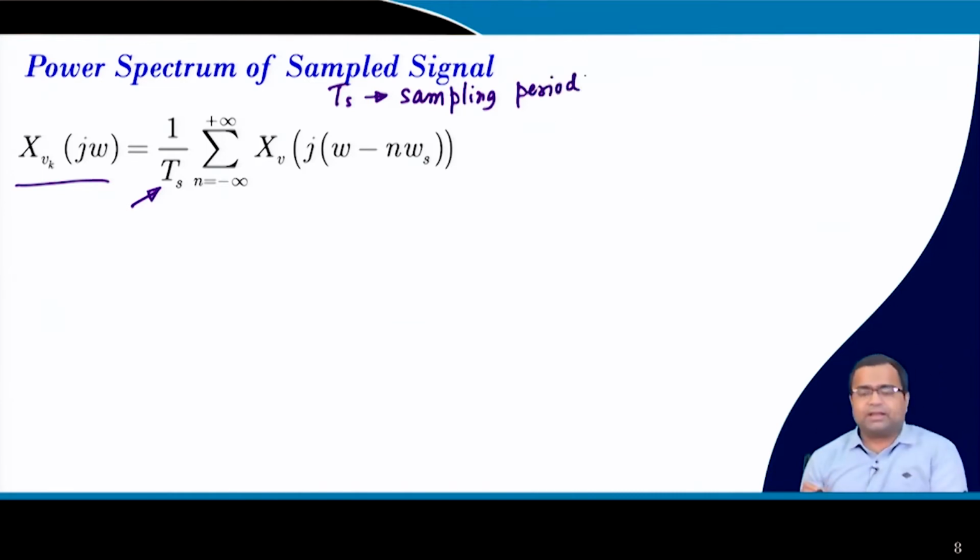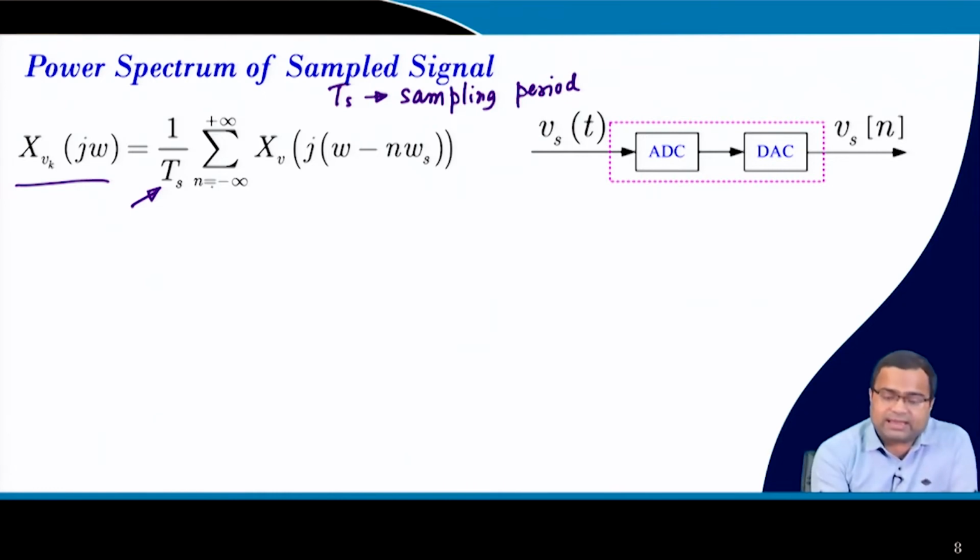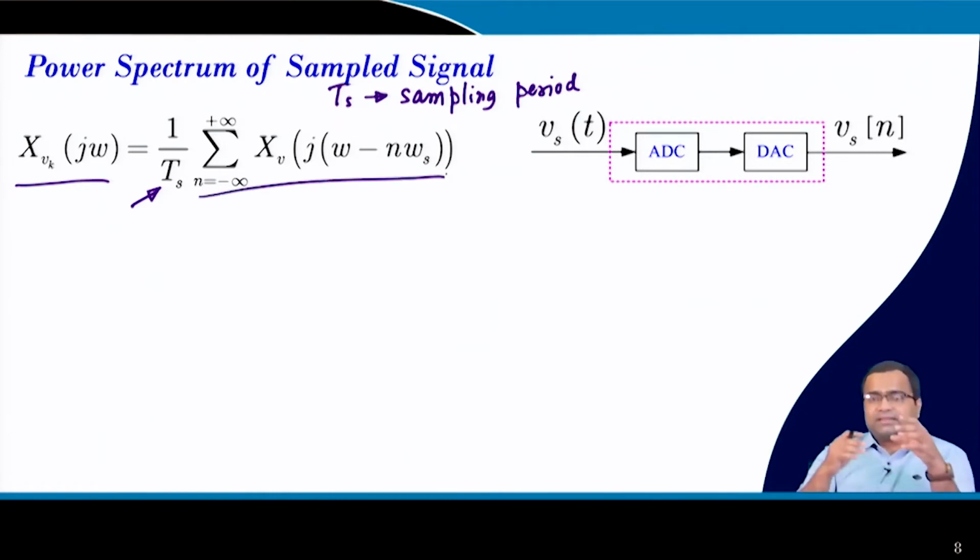It is a sampling period. It can be shown by 1 by Ts sum of this, that means you will get a train of kind of spectrum, right. So, that means in the power spectral density you will get a sum of multiple things. How does it look like?